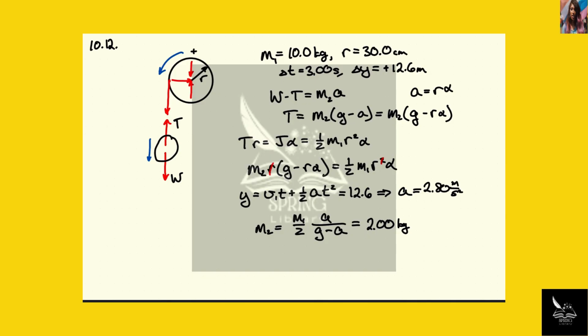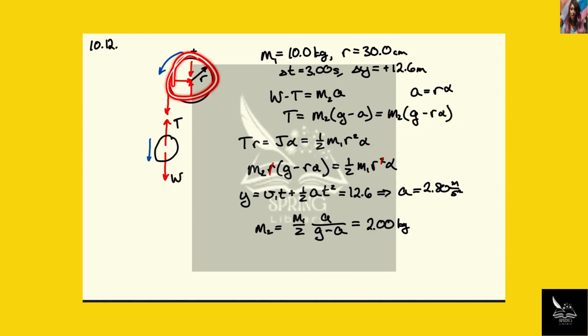So let's see here. From the free body diagram of the stone, I'm going to say positive is down, so the weight of the stone minus the tension equals the mass times the acceleration of the stone. We also know, because we're assuming there's no slipping, that this acceleration is just the tangential acceleration of the disk, which is the radius times the angular acceleration of the disk. So solving for T, we get T equals m2 g minus a, or m2 g minus r alpha.